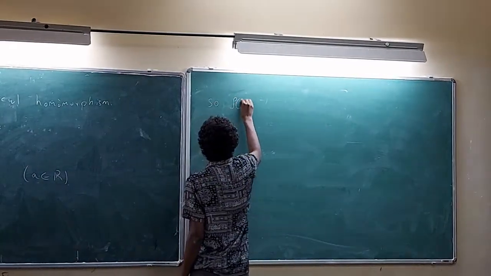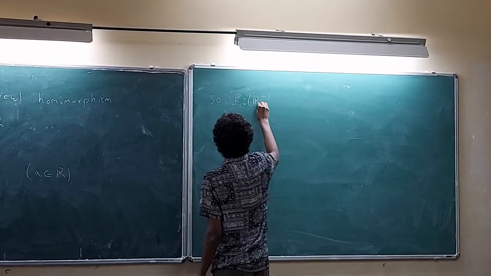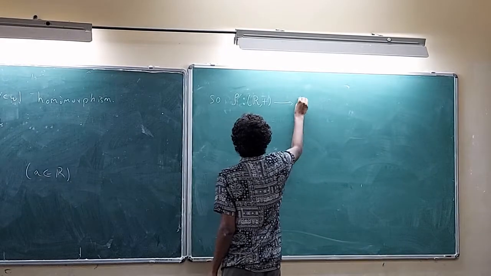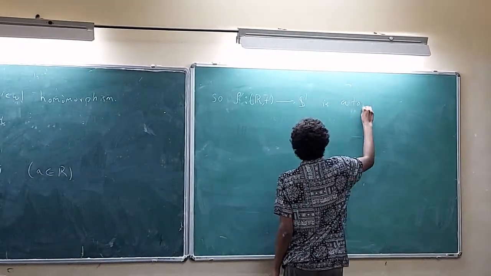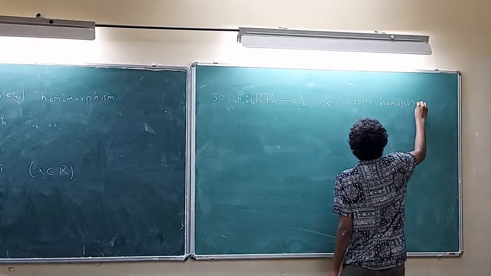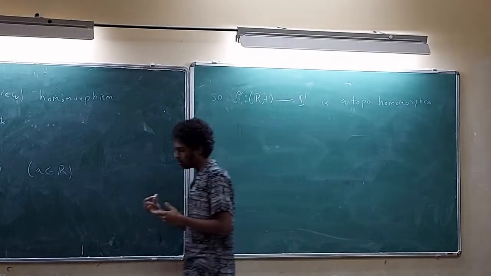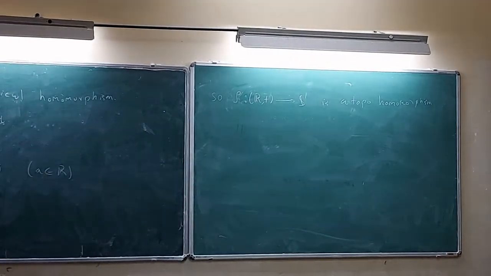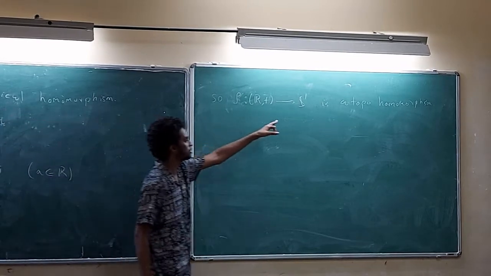So this is topological homomorphism. You can see what we were thinking when we tried to understand homomorphisms from R plus to the circle.